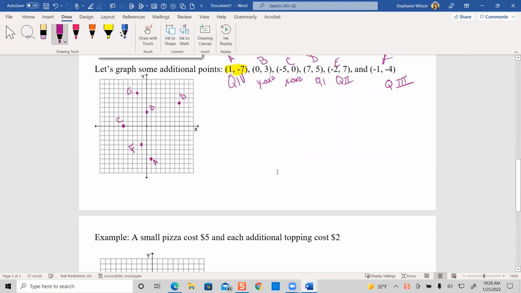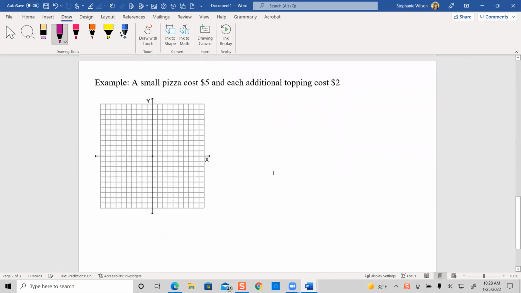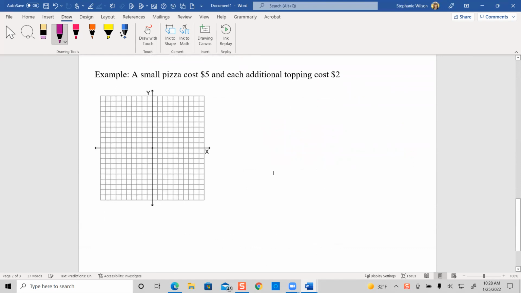So let's do one more thing. Let's do an example. All right, now when we're doing application problems and we're going to plot the graph, remember my x value is my independent value. My y value is dependent. That tells me y depends on x. So in this example, I said I have a small pizza that costs $5. Each additional topping is $2.